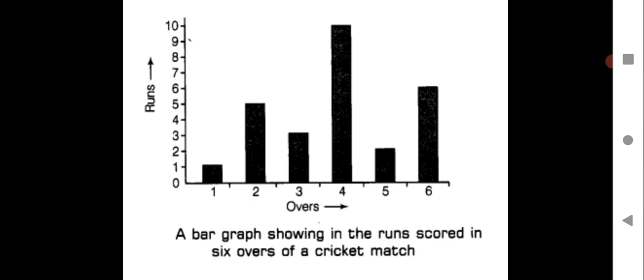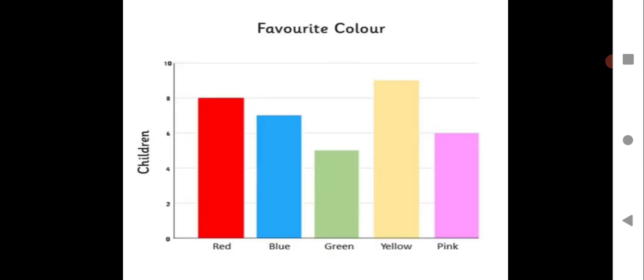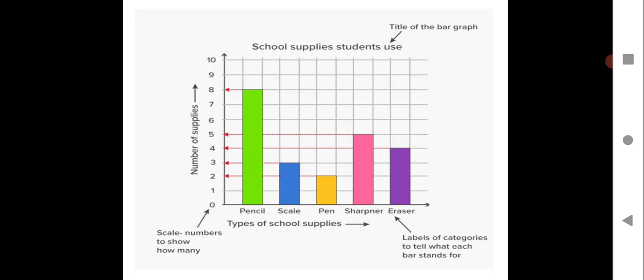Just have a look at this graph. Similarly, you can have a favorite color graph where you can plot 2, 4, 6, 8 like that, the number of children, and red, blue, green, yellow, pink. You can plot a bar graph like this, and you can easily make out how many children like red, how many children like green, pink, and all that. Very simple. I hope it's very clear with you all.